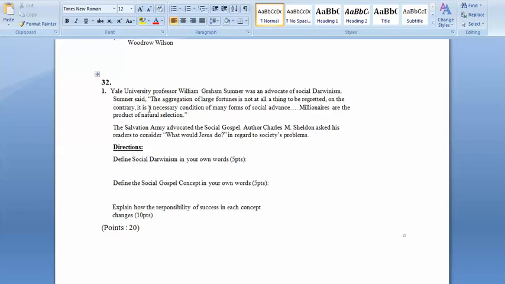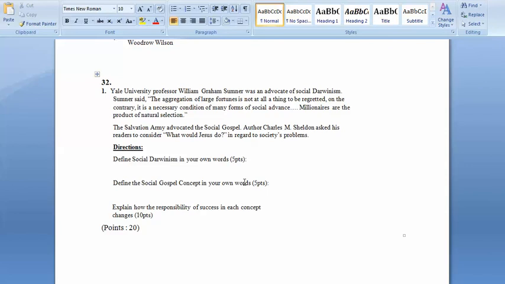For number 32, you're going to have a couple of shorter answers here, and it starts out with an explanation about the social gospel and social Darwinism. It starts off by saying Yale University professor William Graham Sumner was an advocate or supporter of social Darwinism. Sumner said the aggregation of large fortunes is not at all a thing to be regretted. On the contrary, it is a necessary condition of many forms of social advance. Millionaires are the product of natural selection. The Salvation Army advocated the social gospel.